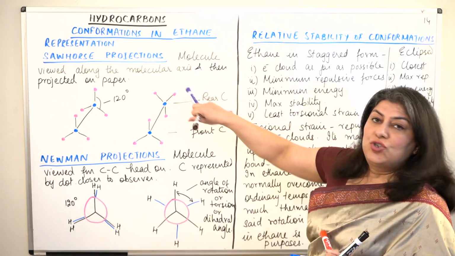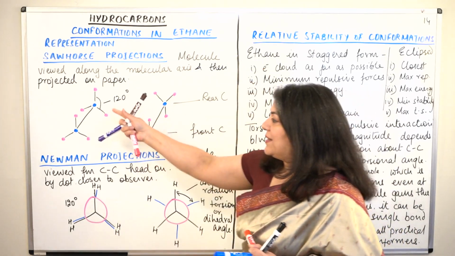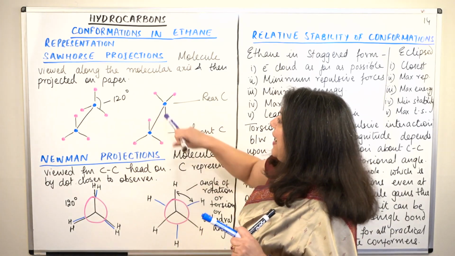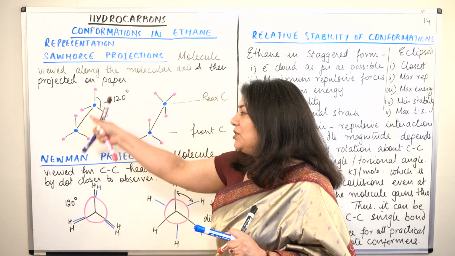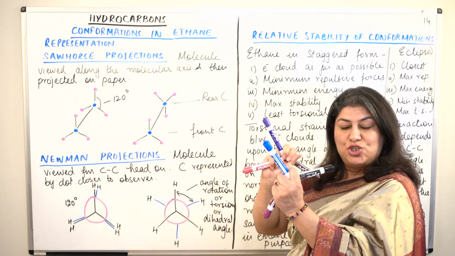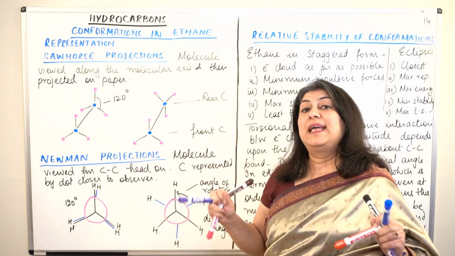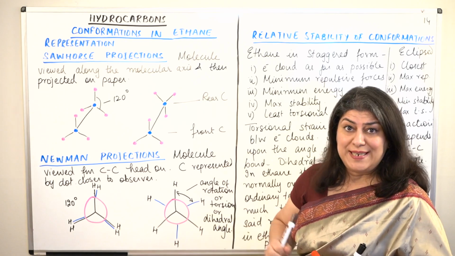So in the Sawhorse projections, the molecule is viewed along the molecular axis. You are looking at it along the axis like this, and then it is projected on paper, showing you the molecular axis. The angles between these bonds are actually the tetrahedral angle, which is 109 degrees 28 minutes.